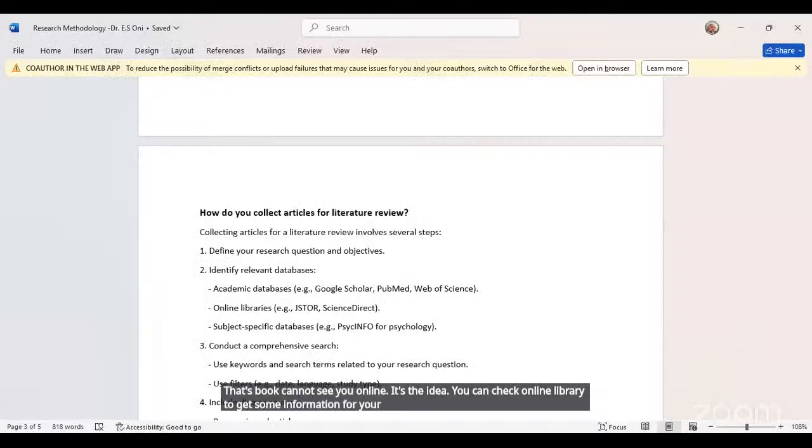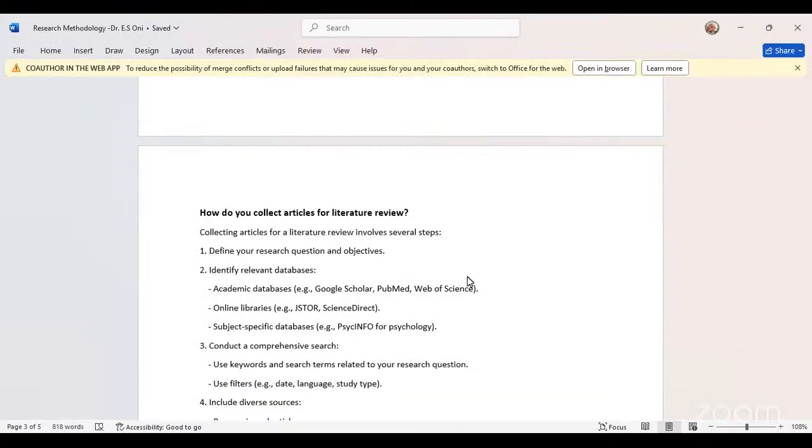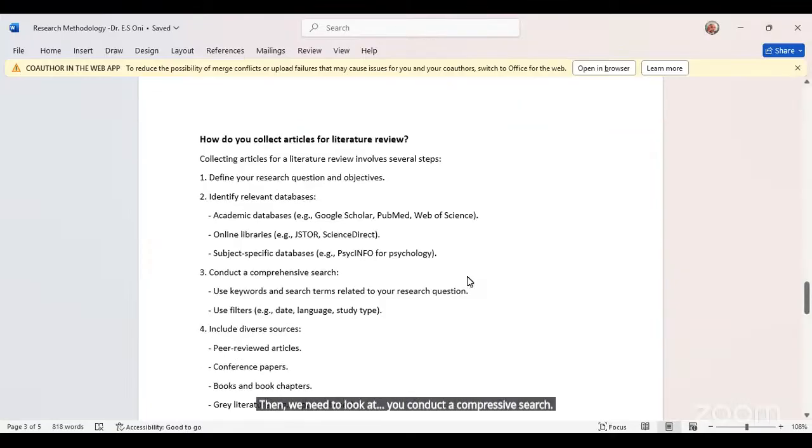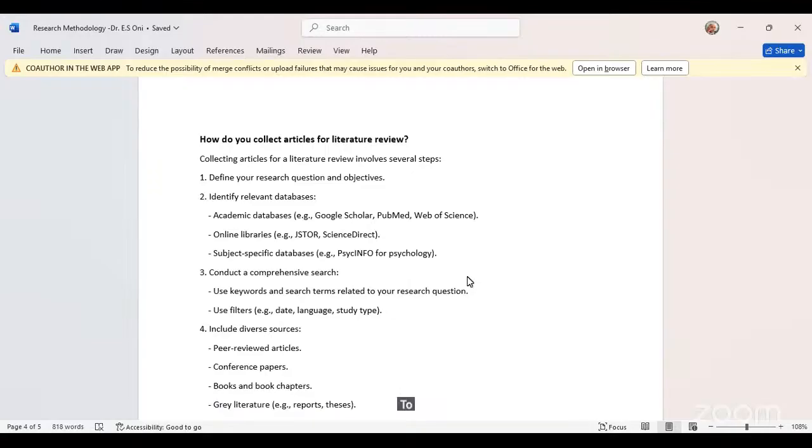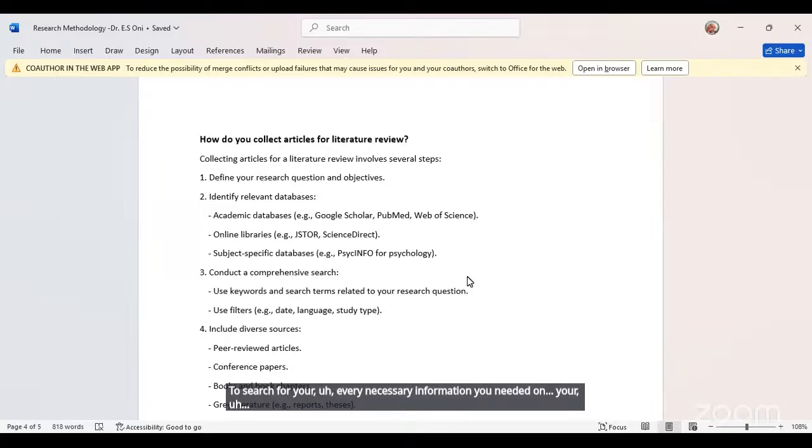Information for your literature review. All right. Then we need to look at, you conduct a comprehensive search that uses keywords and set terms related to the search question. Then use filters, date, language, study type, and keyword to search for every necessary information you need online.